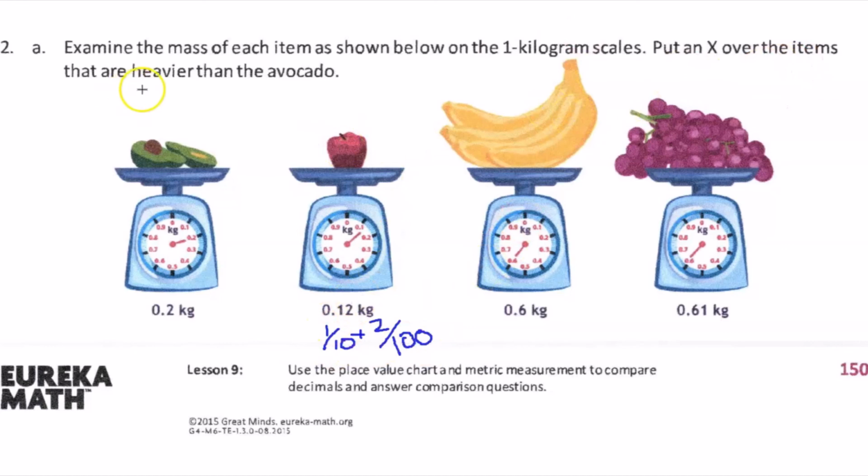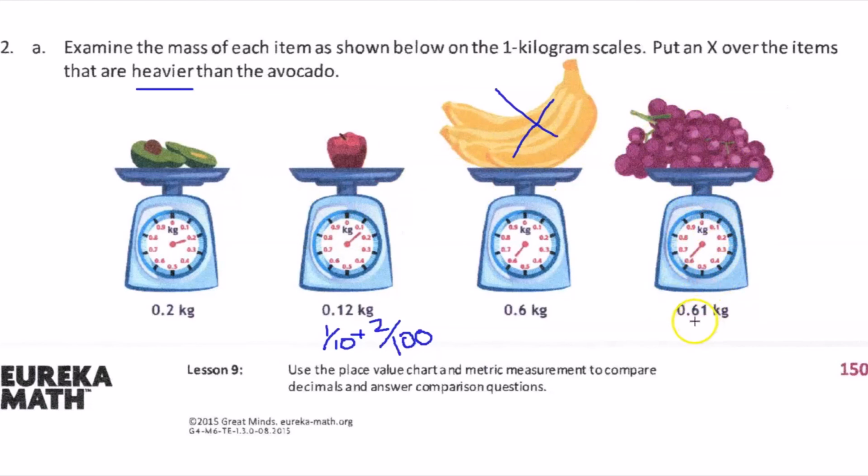No, this is saying it's less. This says put an X over the items that are heavier than the avocado. All right. Well, this one says 0.6. That's 6/10. And look, it's way over there. So the bananas get an X. And the grapes. And we can also look at the size of this too. It's got to be heavier than the avocado.